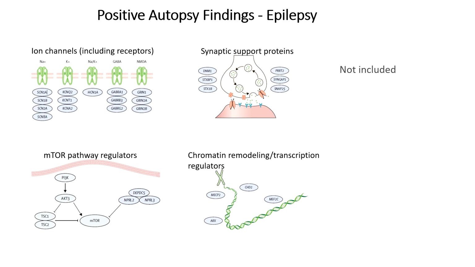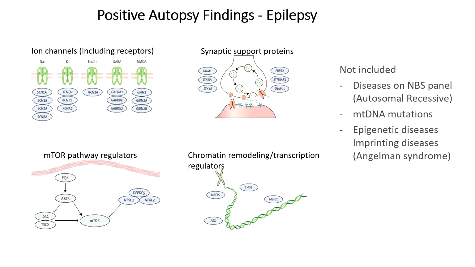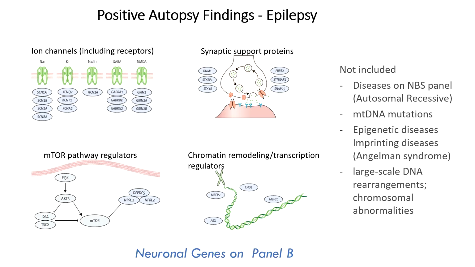Genes not on our epileptic-focused panel include diseases on newborn screening panel, usually autosomal recessive disorders, mitochondrial DNA mutations, epigenetic disorders or imprinting disorders, such as Angelman syndrome. We also would not be able to accurately report large-scale DNA rearrangements or chromosomal abnormalities. And finally, new epileptic disease genes will not be analyzed.